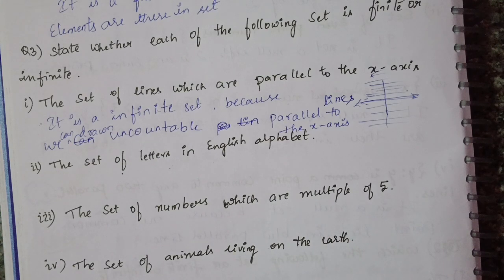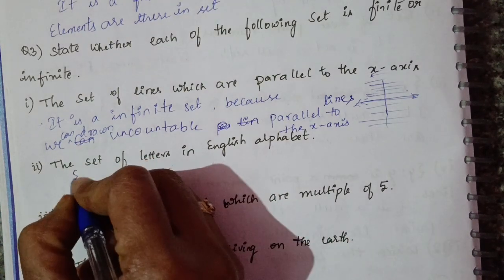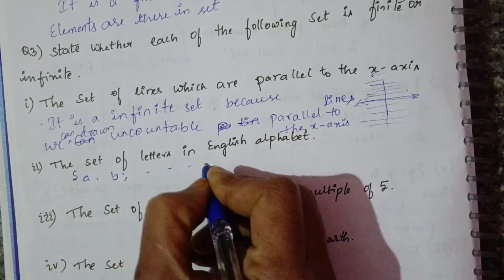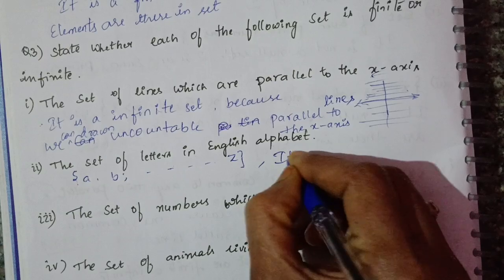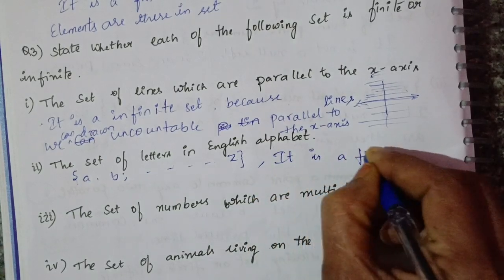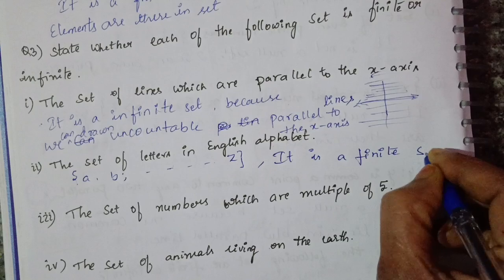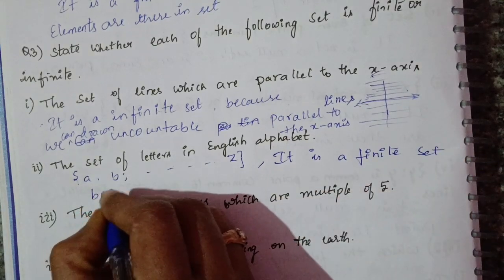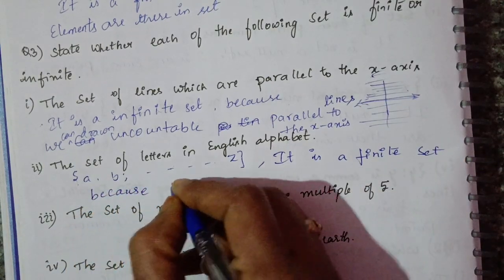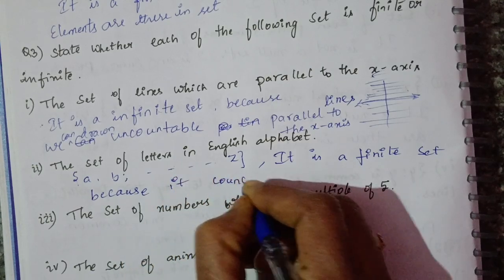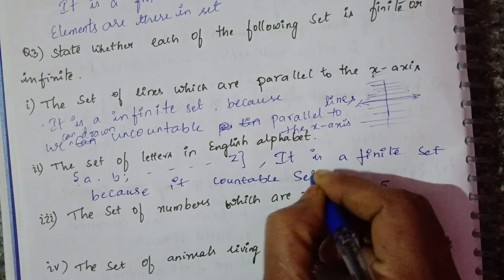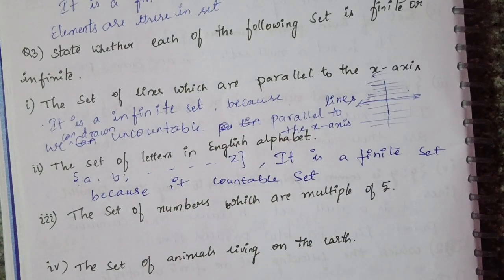The set of letters in the English alphabet, what will you get? A, B, C, D up to Z. 26 letters are there. 26 letters we can count. So it is a countable set. So it is a finite set, because it is a countable set. We can count the 26 English alphabets.